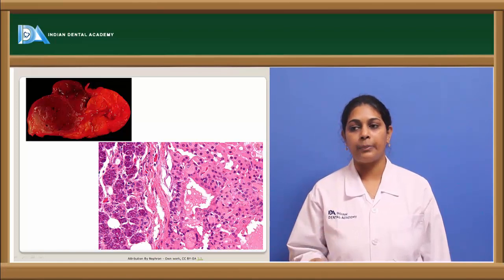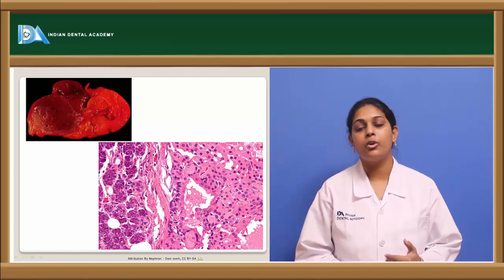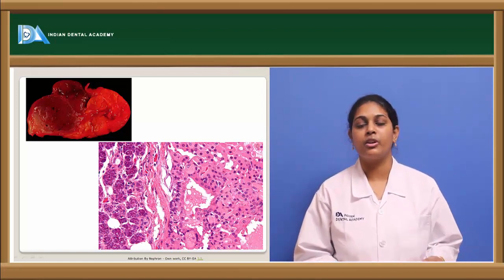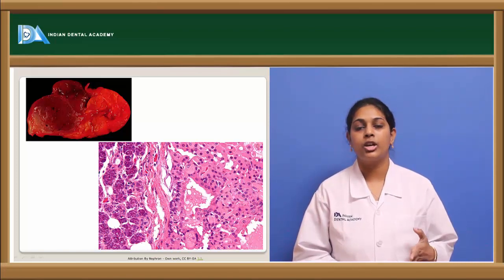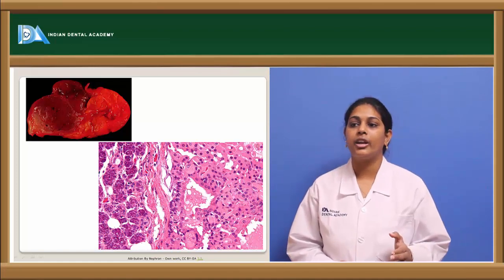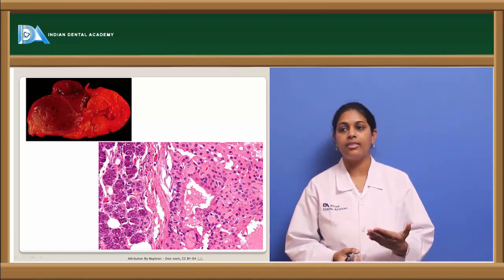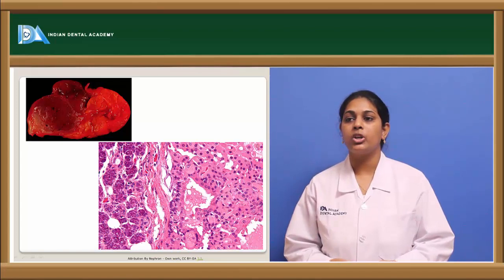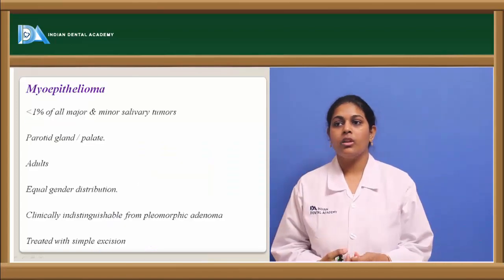This gives such an appearance, and usually in the connective tissue we see the presence of inflammatory cell infiltration along with certain collagen fibers, and certain blood vessels can also be seen in the picture. So this is what oxyphilic adenoma is about.